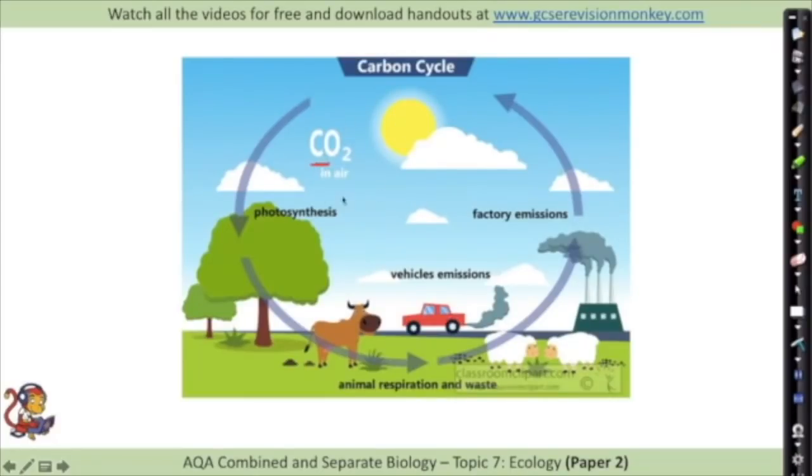So carbon dioxide has a major involvement in moving this carbon around the atmosphere, but it doesn't always have to involve carbon dioxide. Let's start over here first of all.